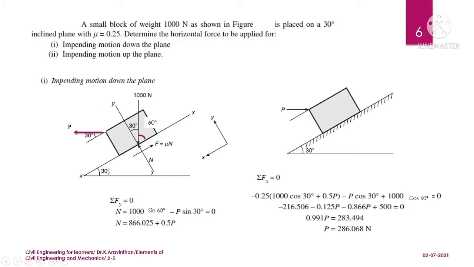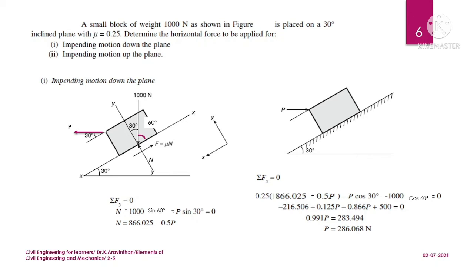So this is the free body diagram. If you resolve vertically, you have a downward force of 1000 Newton, and the angle here is 60 degrees. So minus 1000 sine 60 degrees. N is acting upward, so you have plus N here, and if you resolve this P, it will be acting in the upward direction, so plus P sine 30 equal to 0. If you need N, you can take this outside.